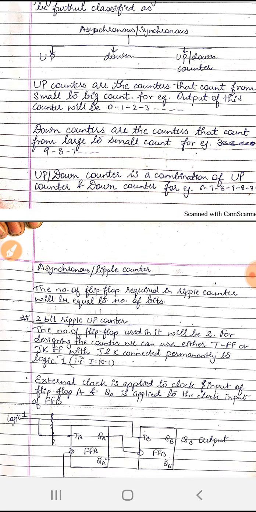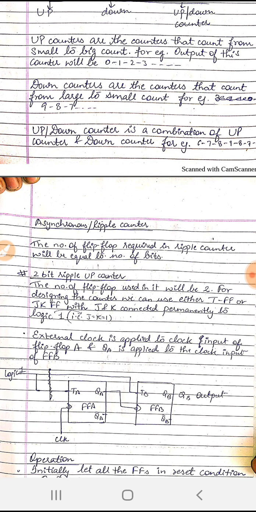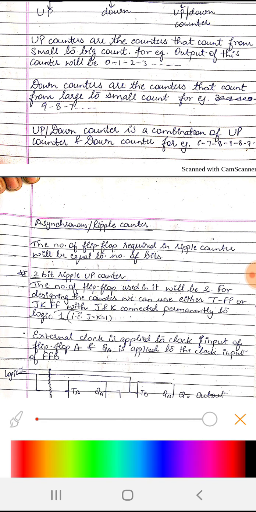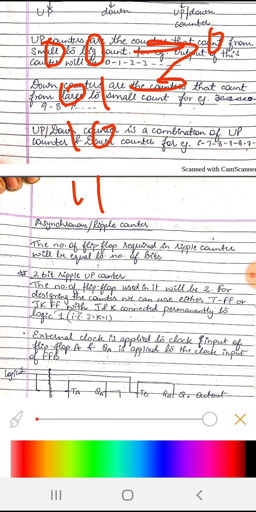First of all, let us start with a 2-bit ripple up counter. If we are given 2 bits, there are only 4 cases possible: 00, 01, 10 and 11. So 00 becomes 0 in decimal equivalent, then 1, 2, and 3. So how will this count?